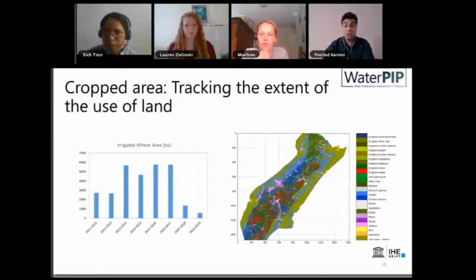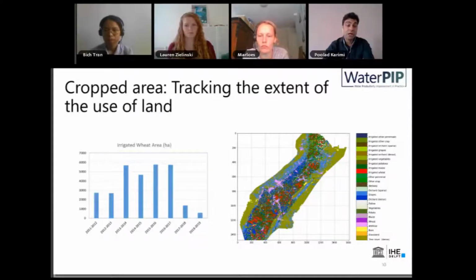Another indicator is cropped area. It helps us to track the extent of the land in use. So you would know in any particular season or year how many hectares of land have been under cultivation for major crops. At the moment, this crop map is provided by WaPOR at 30-meter resolution for selected areas, but at times we can also have that information coming in from secondary sources that we can use to support our analysis. Again, that can be looked at as the interannual changes or between seasons to see how it has changed.